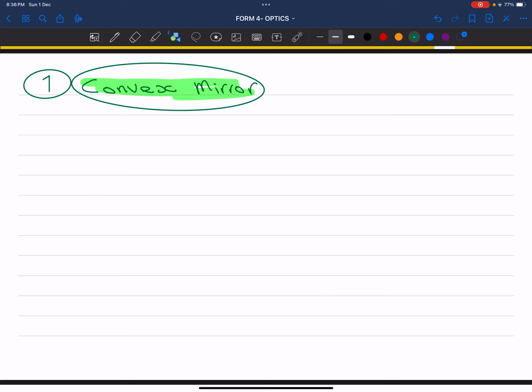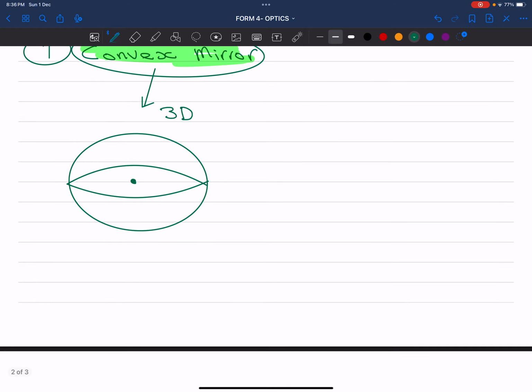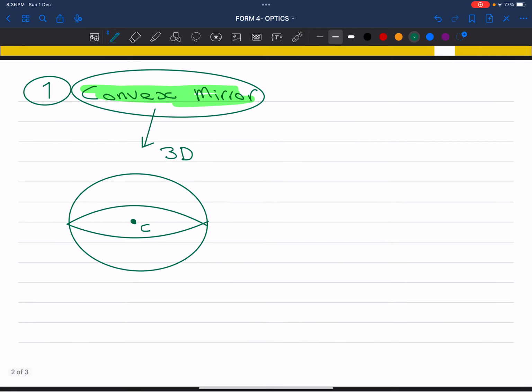Now, this convex mirror is made from a sphere, which I'm going to draw in 3 dimensions, 3D. And of course, any sphere must have a center of sphere. And this center of sphere in optics is called the center of curvature, symbol C. C is the center of the sphere from where we are going to make the convex mirror.